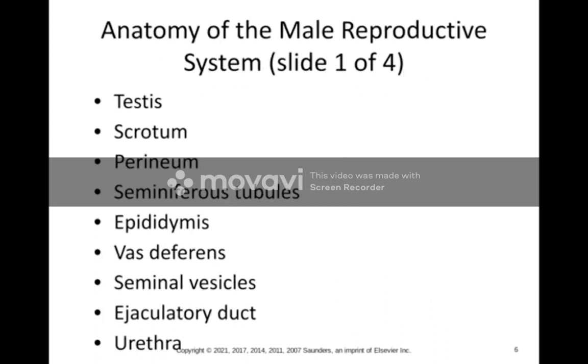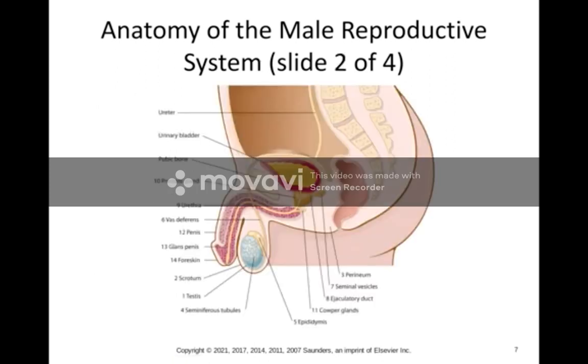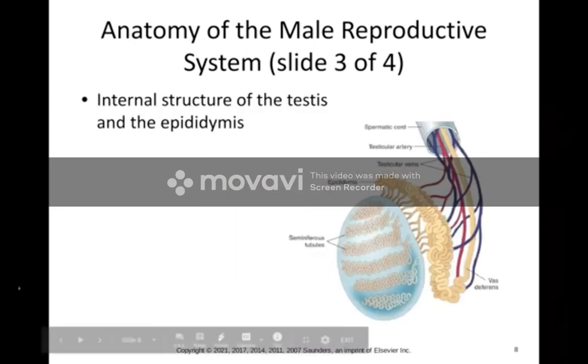The anatomy of the male reproductive system we will look at is the testes, scrotum, perineum, seminiferous tubules, epididymis, vas deferens, seminal vesicles, ejaculatory duct, and urethra. Okay, so ureter, urinary bladder, pubic bone, prostate gland, down here to the urethra. Oh, sorry, the Cowper glands are down there as well.